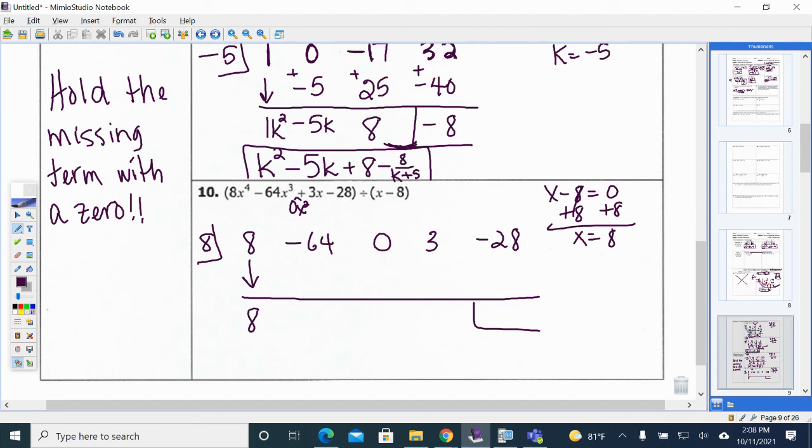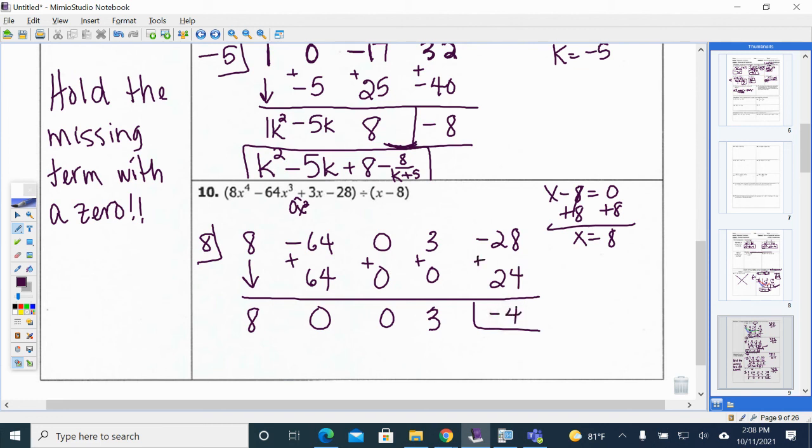8 times 8 is 64. Negative 64 plus 64 is 0. 8 times 0 is 0. 0 plus 0 is still 0. 8 times 0 is 0 again. 3 plus 0 is 3. 8 times 3 is 24. Negative 28 plus 24 is a negative 4.